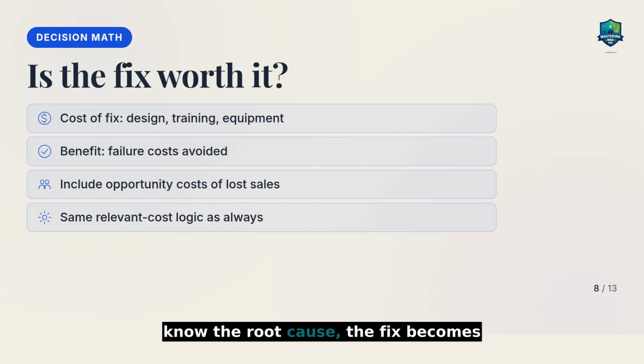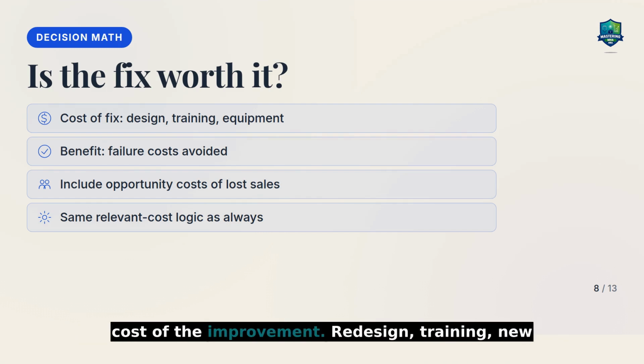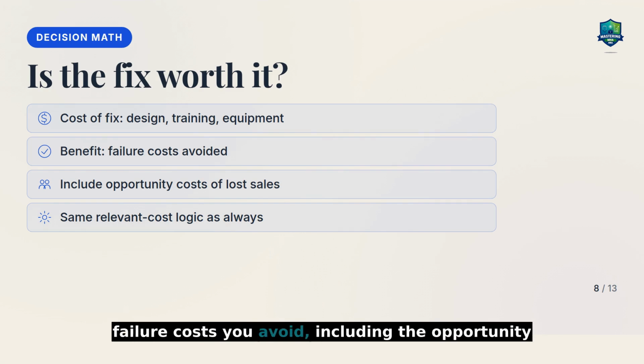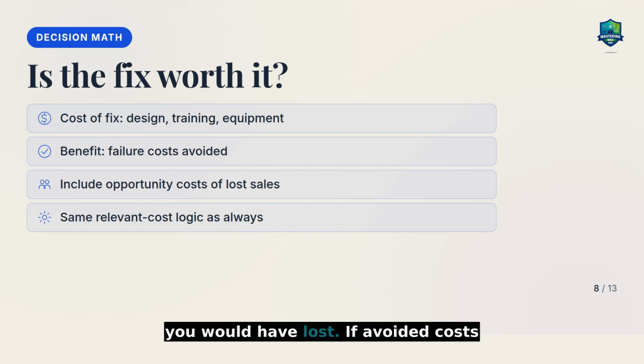Once you know the root cause, the fix becomes an ordinary relevant cost decision. On one side, the incremental cost of the improvement: redesign, training, new equipment, more inspection. On the other, the failure costs you avoid, including the opportunity cost of sales you would have lost. If avoided costs exceed the spend, do it. The trap is forgetting the opportunity costs, which, as Part 1 showed, are the biggest and least visible piece.